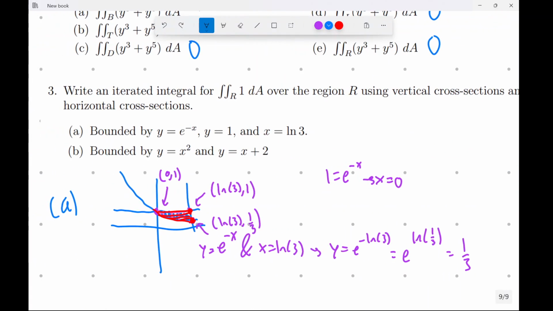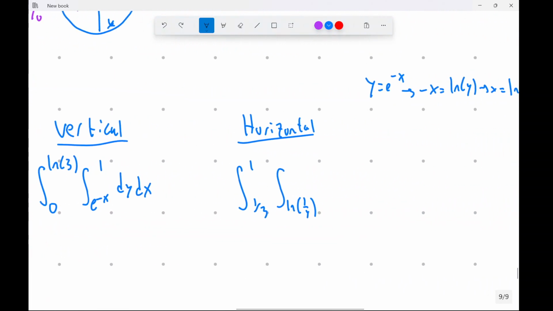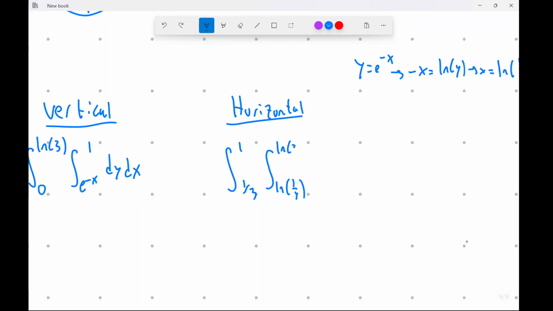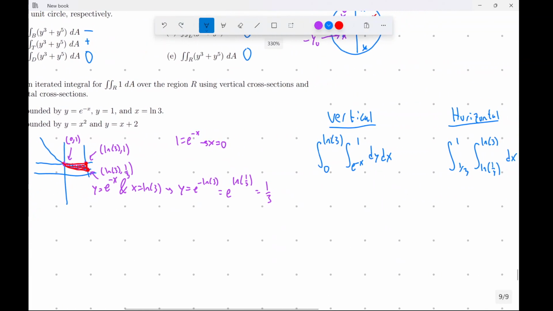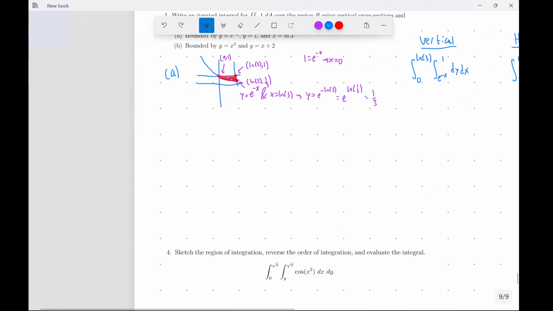And on the rightmost curve, we're right here. And on that one, x is just equal to ln of 3. dx dy. Okay. And that is it. That is that problem.